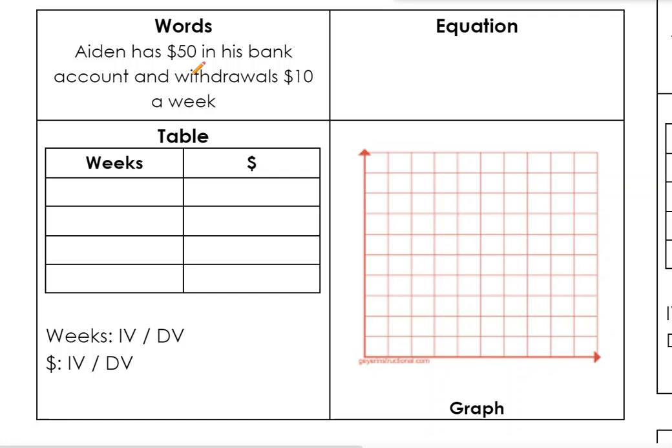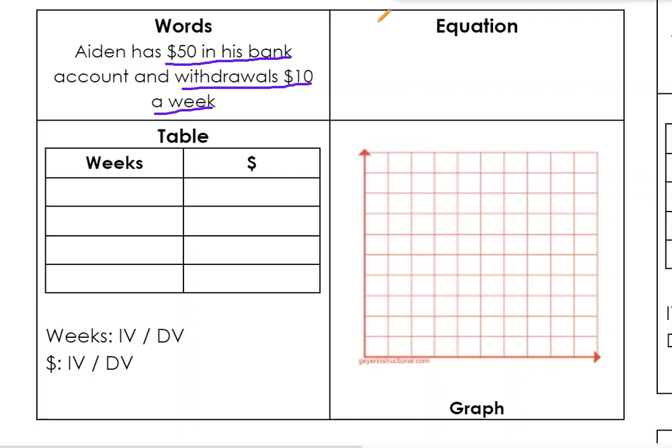It says Aiden has $50 in his bank account and withdraws $10 a week. All right, what looks important here? I would say $50 in his bank account looks pretty important. And then withdrawals $10 a week, right? All right, so what does withdrawal mean? So withdrawal means that you are taking money out of your account.